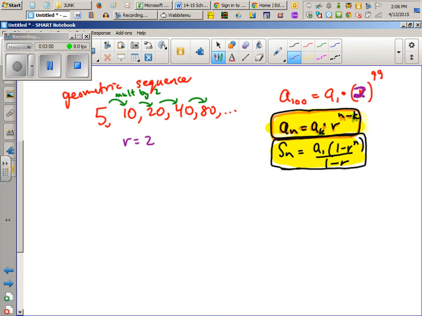In general, if you wish to find a general term, this formula with the green asterisks next to it is stating that you can take any term, a sub k, multiply by r, n minus k times, and you'll come up with the nth term.